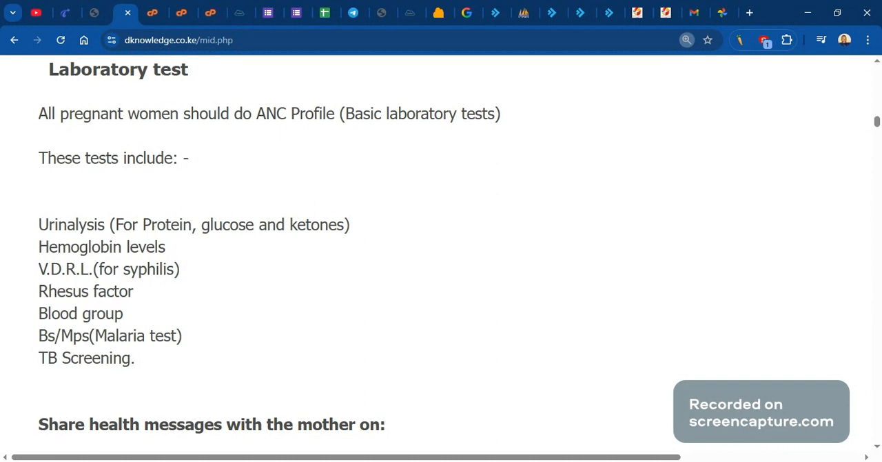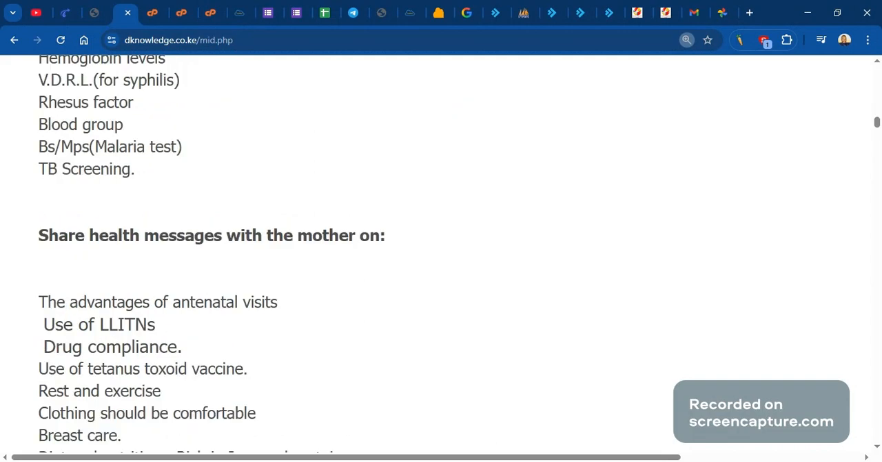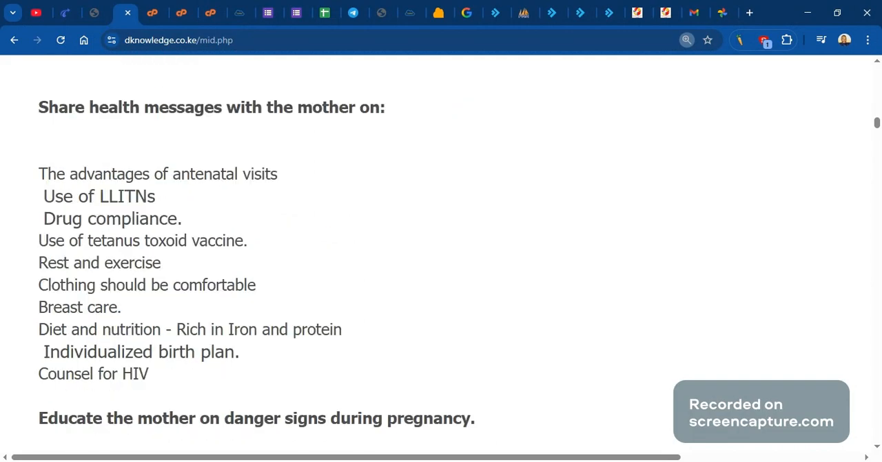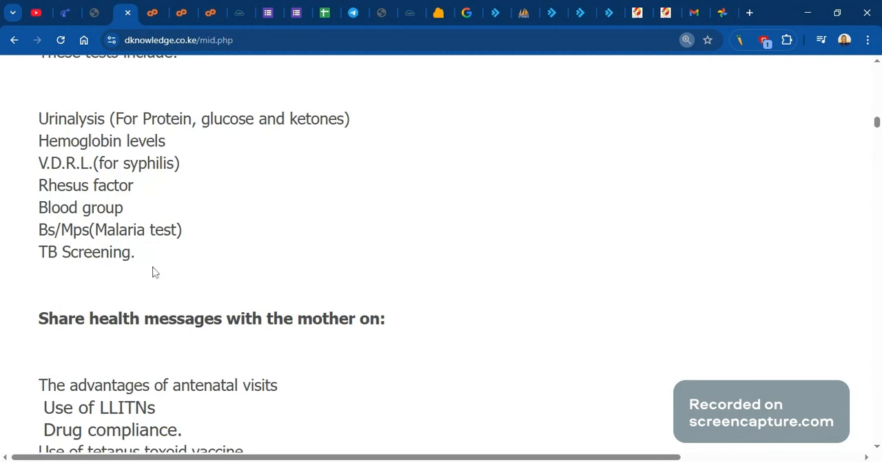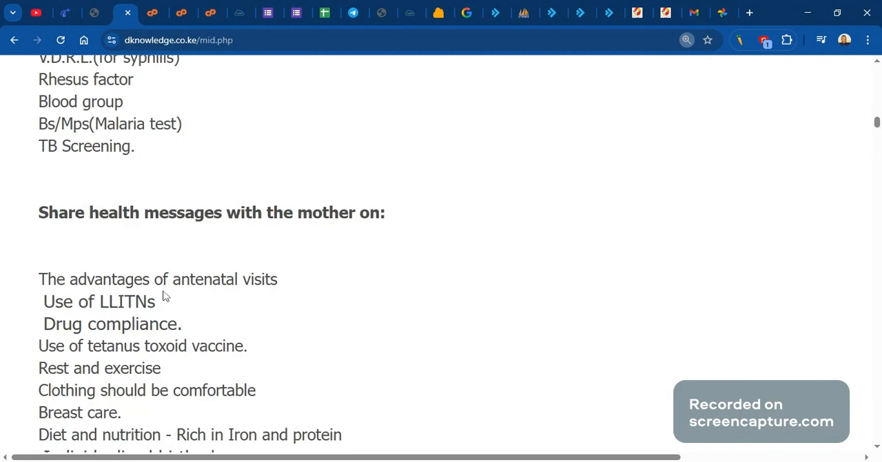And then blood group, we check that one as well for compatibility. And then malarial tests are also checked, TB screening as well, because pregnancy can also result in what we call immune compromisation. So after getting the screening done, you're good to go.